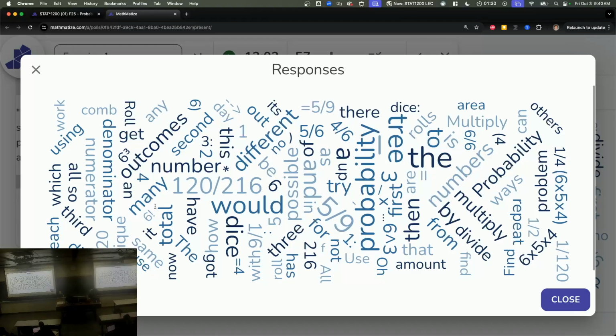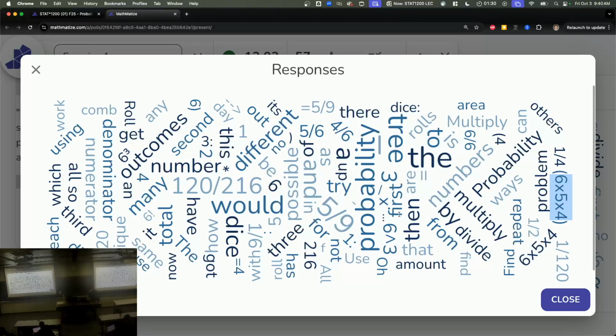Multiply, outcomes. Let's see, any other cool ones? Denominator, oh, that's fun. Numerator, okay, these are cool. First, we do something. Oh, 6 cubed, that's cute. Oh, I like this one, 6 times 5 times 4. So we got some good stuff here. Some people are writing out some actual solutions.